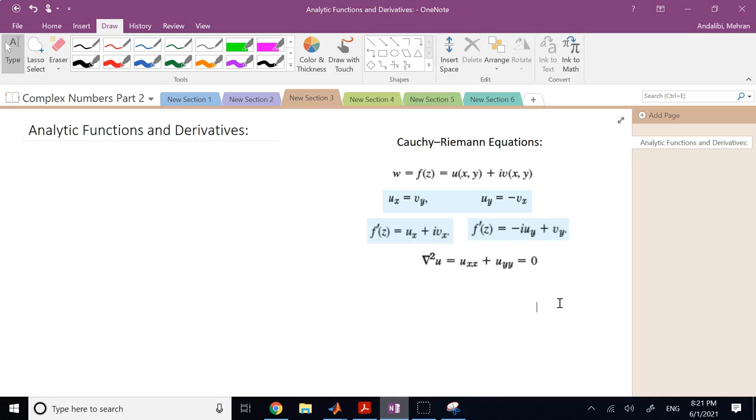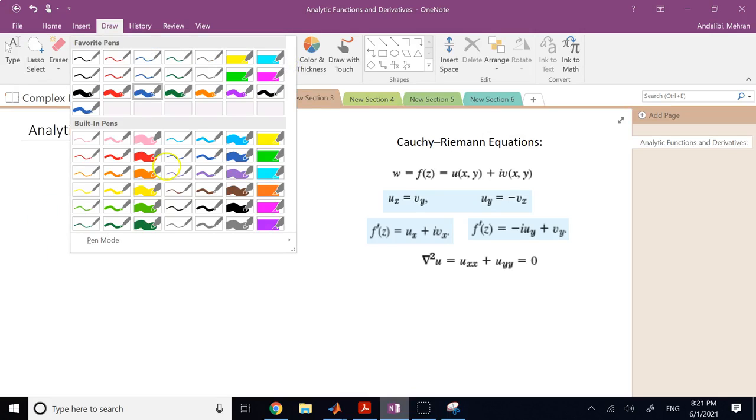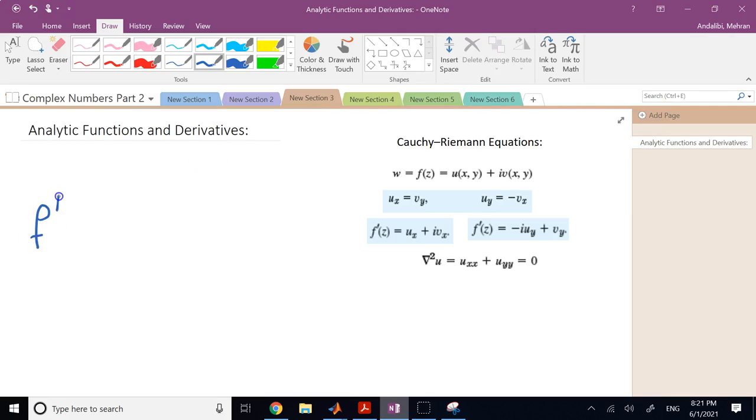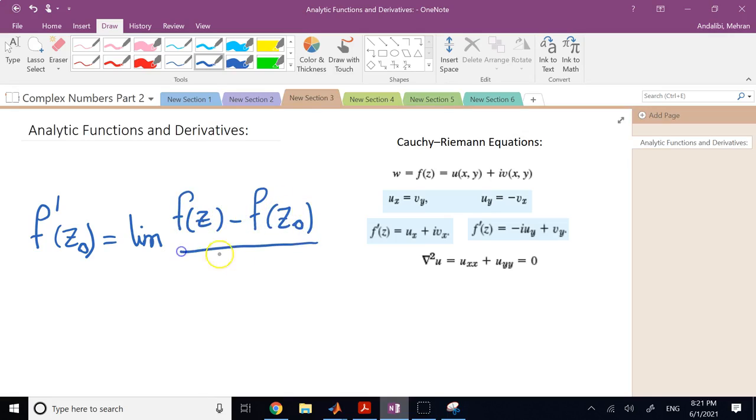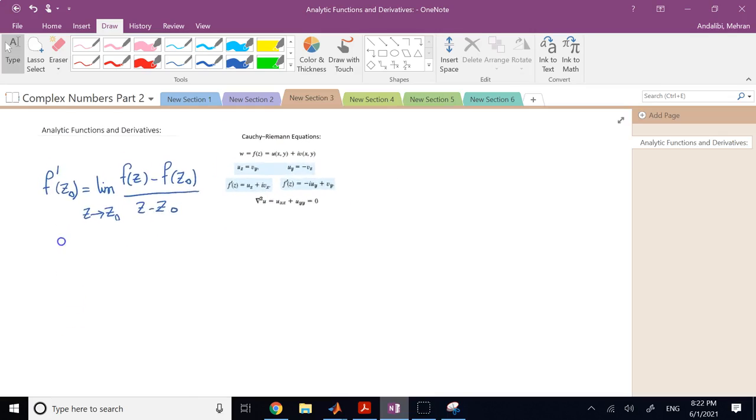So the definition of derivative is very similar. If I have the function f of z, and I want to find the derivative of function f at point z naught, the definition is just a limit. So f prime of z at point z naught is equal to the limit of f of z minus f of z naught, divided by z minus z naught, as z goes to z naught. Okay, that's the definition of derivative, just like real numbers, no difference.